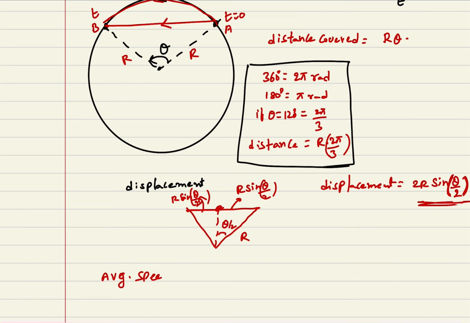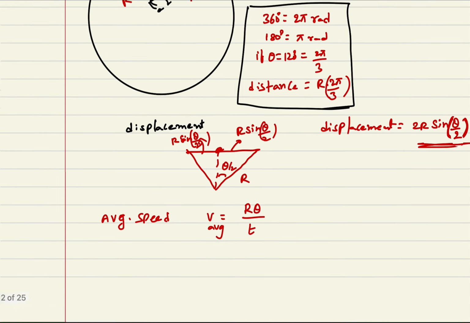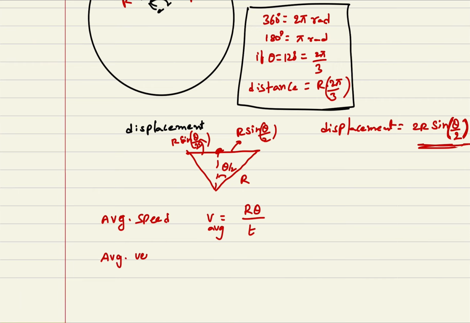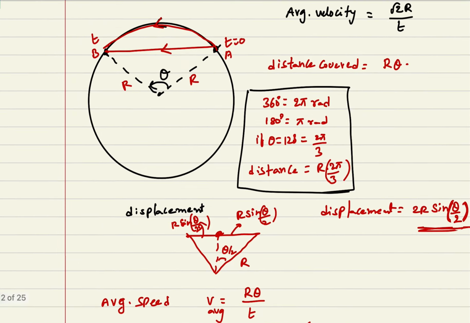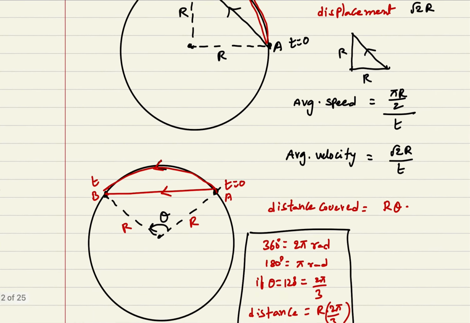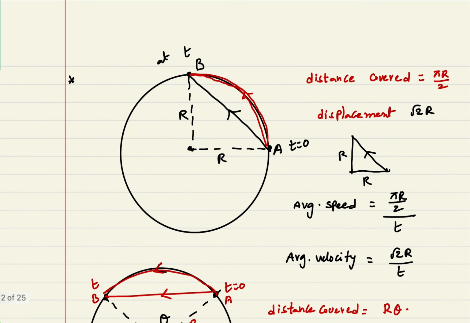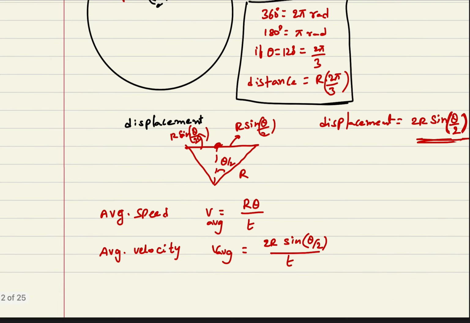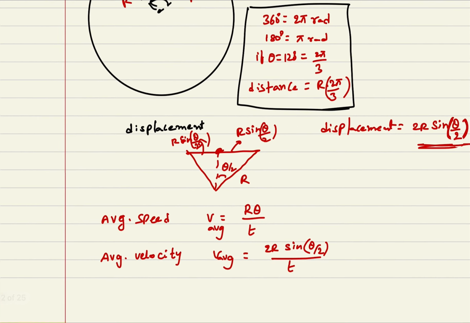Displacement. If you want to calculate average speed, it can be written as V average equal to total distance r theta divided by the time taken t. If you want to calculate average velocity, V average is equal to total displacement 2r into sin theta by 2, divided by the time taken t. Why am I telling all these things now? In 2023 and 2024 they have concentrated on distance and displacement in a circular path. That's why I am telling these points.